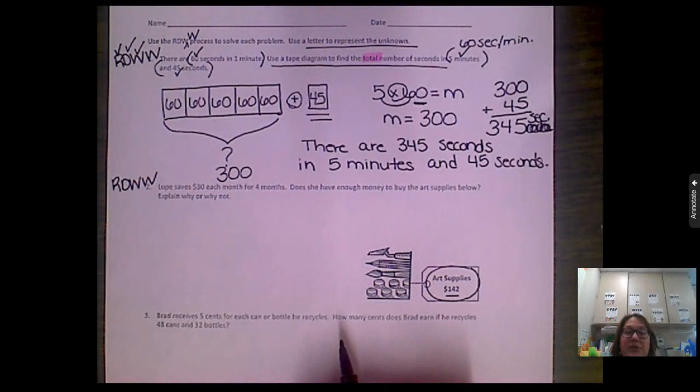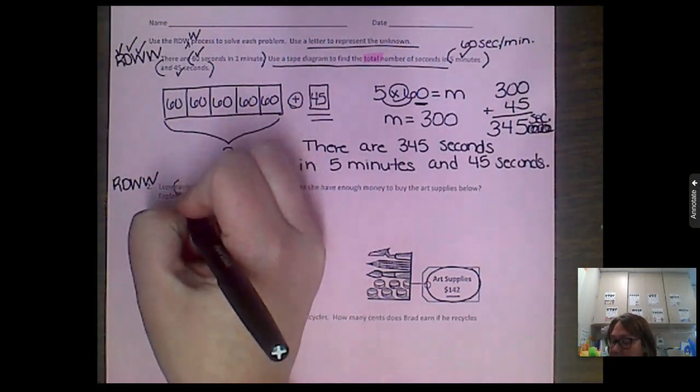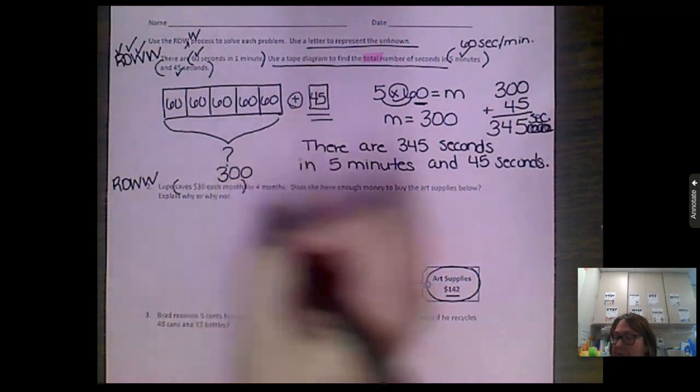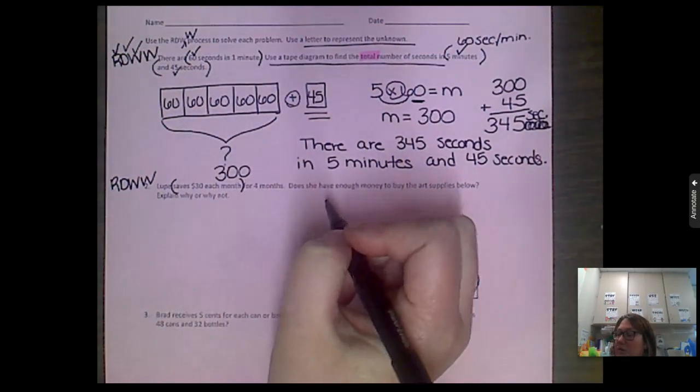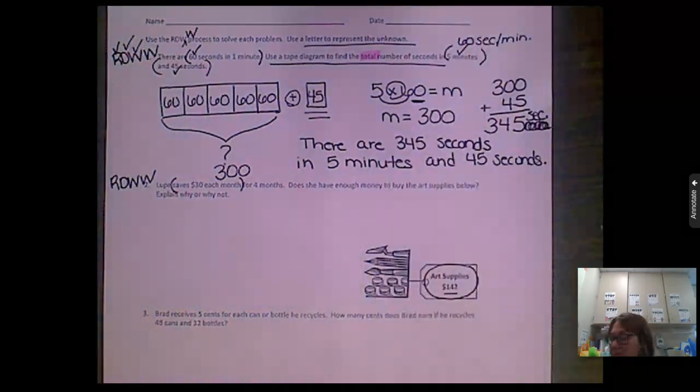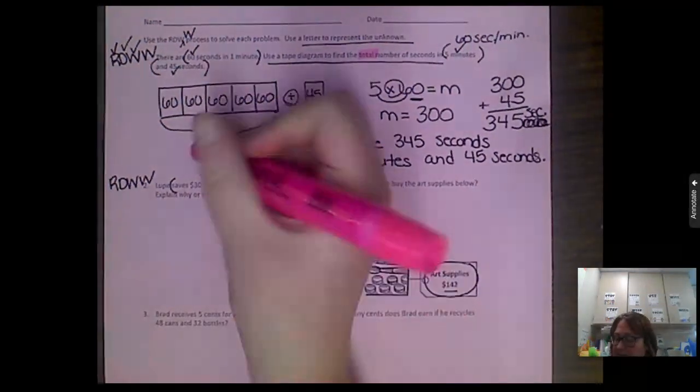So Lupe saves $30 each month for 4 months. So she saves $30 each month. I'm going to kind of break these two apart. So $30 each month. Do you see a clue word in there? Me too. What clue word do you see? Each.